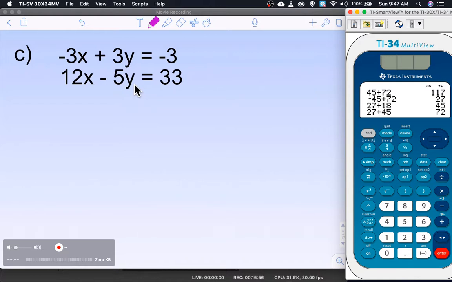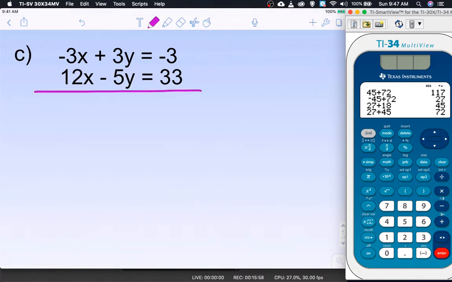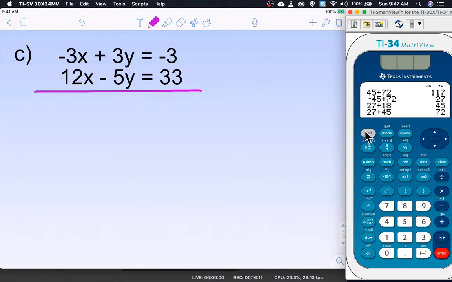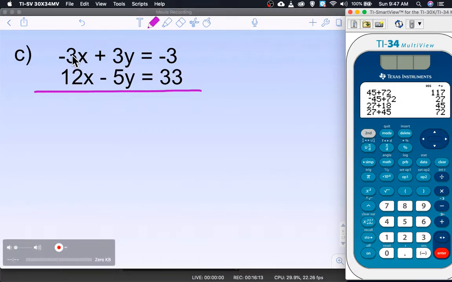So now you have choices. We need to make either the x's have the same number in front or the y's have the same number in front. So what you're thinking of is a common multiple. What is the least common multiple of 3 and 12?